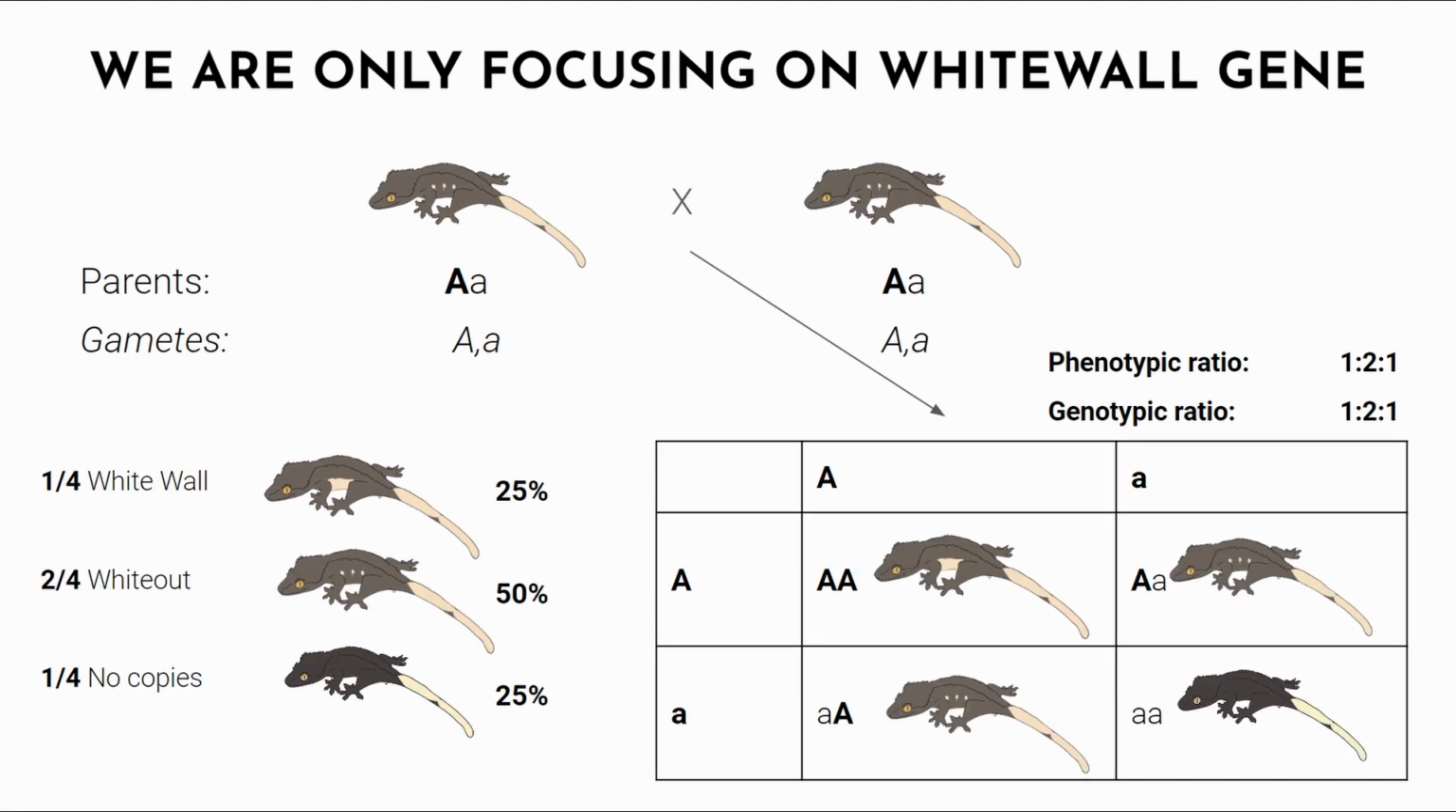Now again, when we cross heterozygous, we have 4 combinations, so it gets a little bit trickier. When we cross a whiteout to a whiteout, we have 1 out of 4, so a 25% chance of having a white wall. We have 2 out of 4, so a 50% chance of having a whiteout, and 1 out of 4, so a 25% chance of having no copies of the gene, so no whiteout, no white wall. Now let's see how recessive lethal mutations pass on.